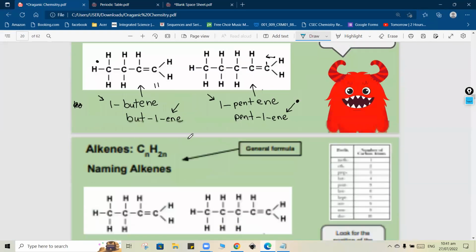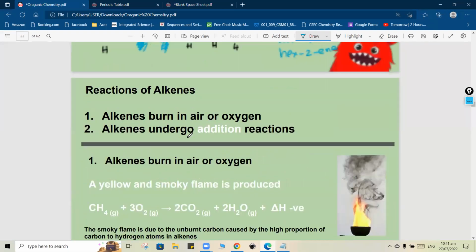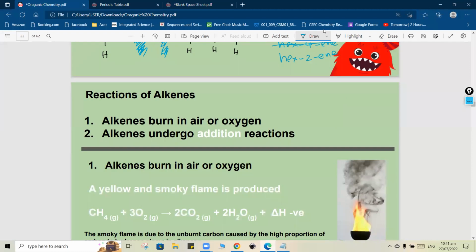Alkenes, at first glance, you must be saying, well, alkenes are easier. How many types of reactions do alkenes undergo? It can burn in air or oxygen. So that's one. But instead of undergoing substitution reactions, it goes through a different type of reaction called an addition reaction. So it only has two categories. There's a little problem.